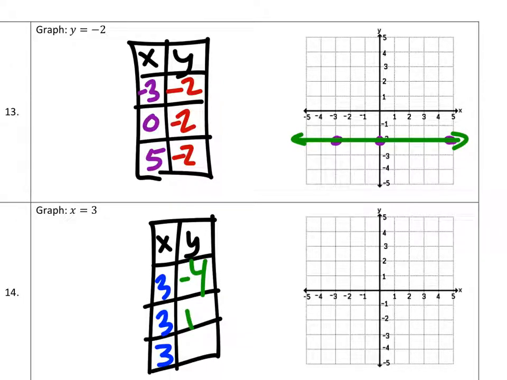-4, 1, 3 maybe, I don't know. And so we got 3, -4, 3, 1, and 3, 3. So that gives us, well, a little off there, but that looks better. So we can see just from these two examples, just like the last two that we did, when we get y equals something, it's a horizontal line, like the green line. And then when we get x equals something, it's a vertical line, like the black one.